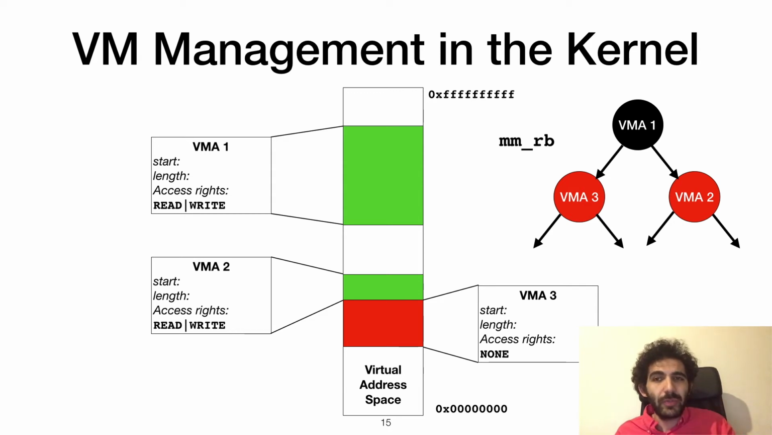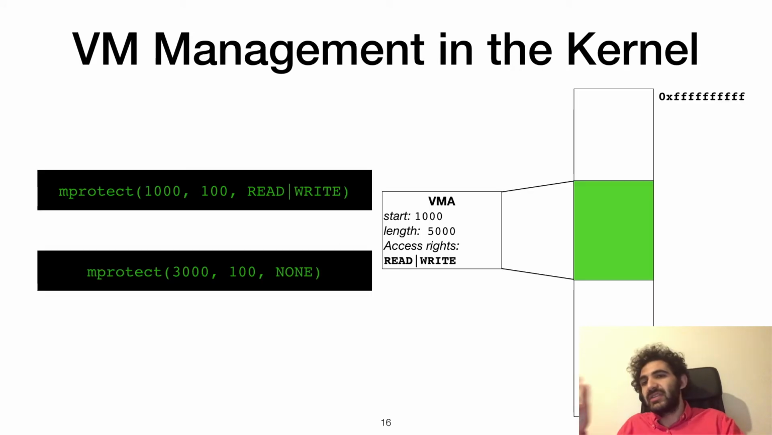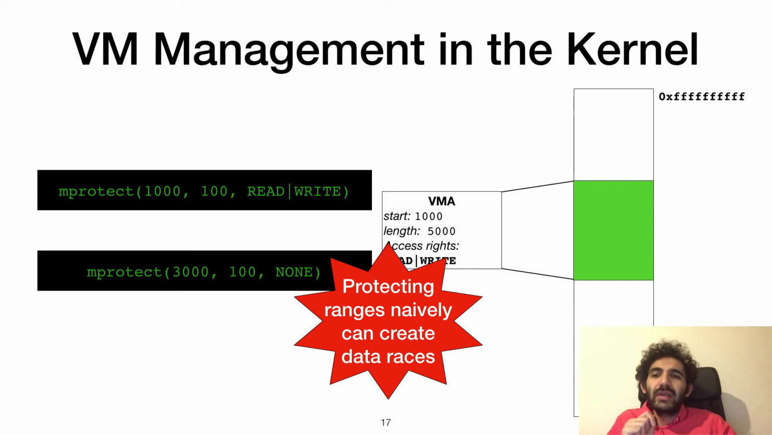And the virtual memory operations may furthermore perform structural modifications to this tree. So from the point of view of range locks, it's not feasible to know a priori what ranges to protect. Consider these two mprotect calls, for example, that have ranges that fall within the same VMA data structure. If we naively only protect these calls with the input ranges, we will have a data race on the same VMA data structure.